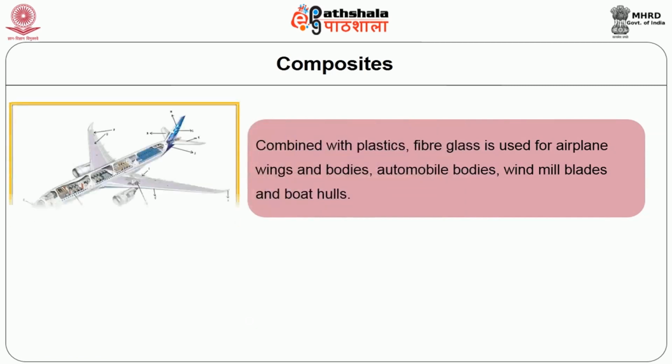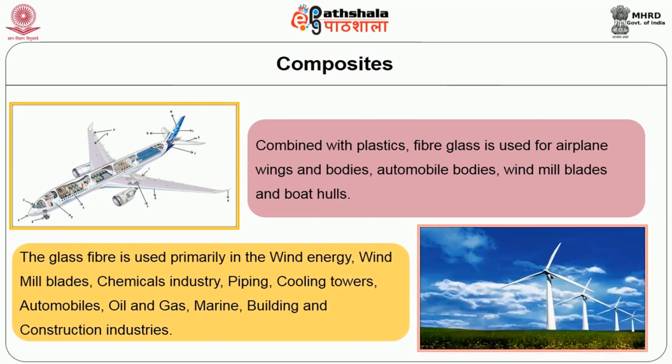Combined with plastic, fiberglass is used for aeroplane wings and bodies, automobile bodies, windmill blades and boat hulls. The glass fiber is used primarily in the wind energy, windmill blades, chemical industry, piping, cooling towers, automobiles, oil and gas, marine, building and construction industry.